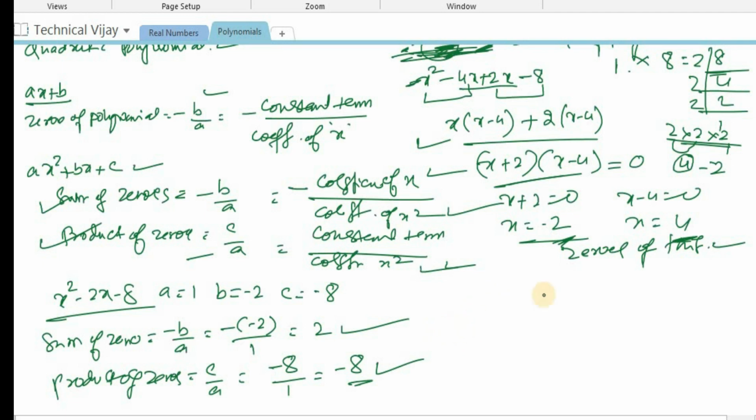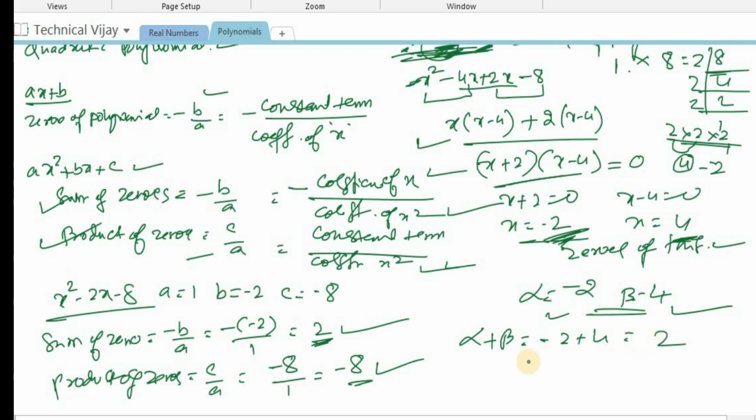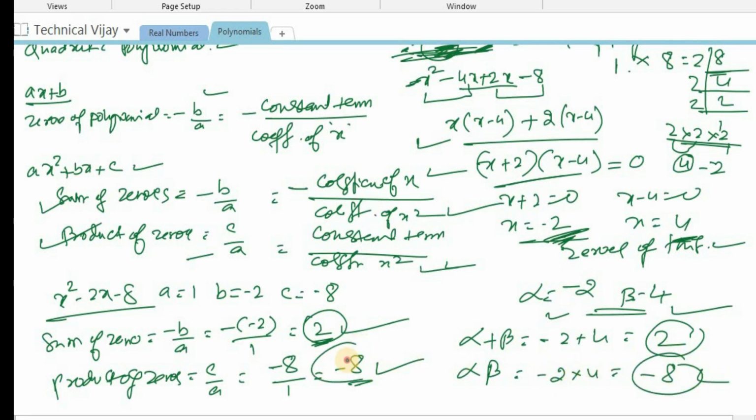So now we will verify. These are the zeros we have got: minus 2 and 4. We will verify as per this. The sum of zeros we have got is 2. For example, let this be alpha and this be beta, one zero and the other zero. So alpha plus beta is equal to minus 2 plus 4, which is equal to 2 only. So this 2 and this 2 are verified. In the same way, alpha into beta is equal to minus 2 into 4, which is equal to minus 8. So this minus 8 and this minus 8 are verified.